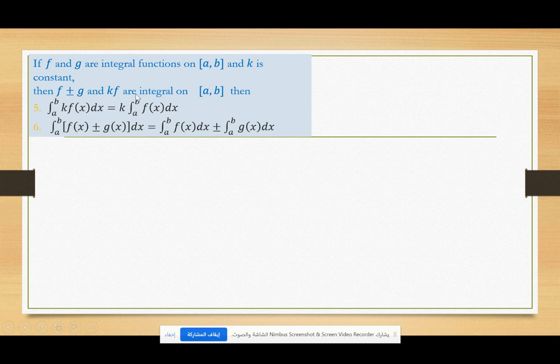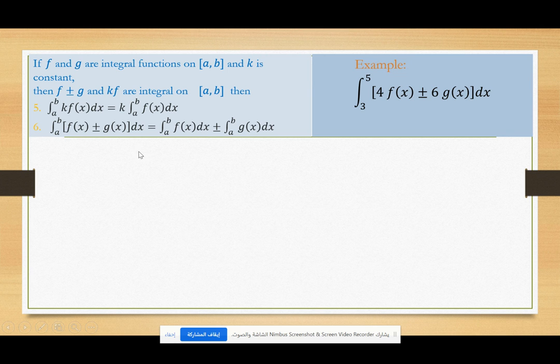Then we can integrate the function itself. In property 6, we say that the integration from a to b of the sum or the difference of two functions allows the integration to go into each. That means I can integrate the first alone plus or minus the integration of the second alone. But we can't do that with multiplication or division.